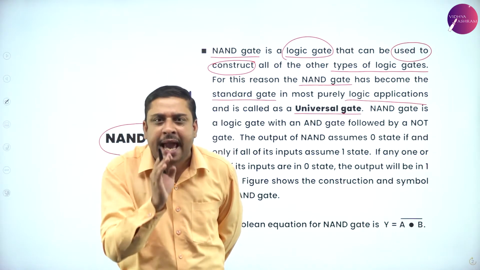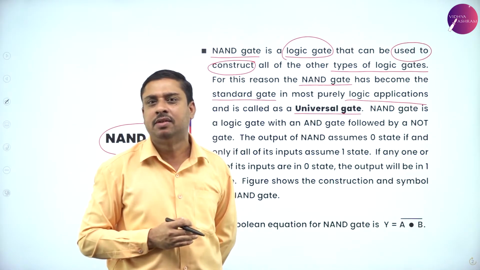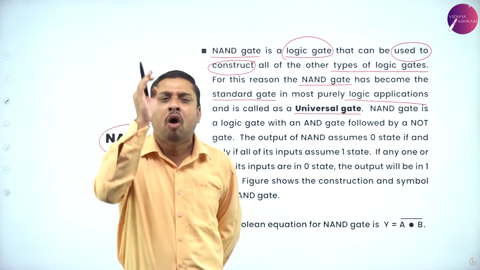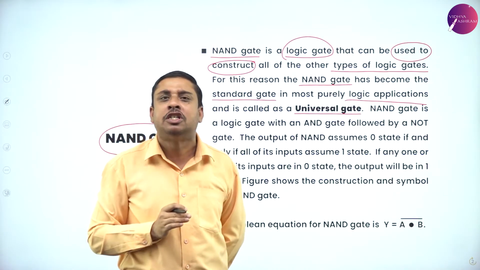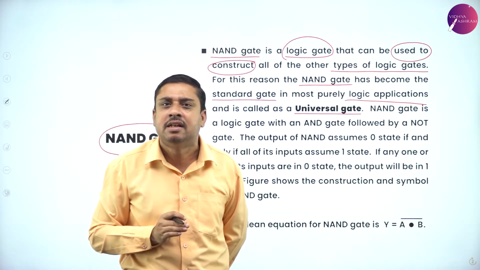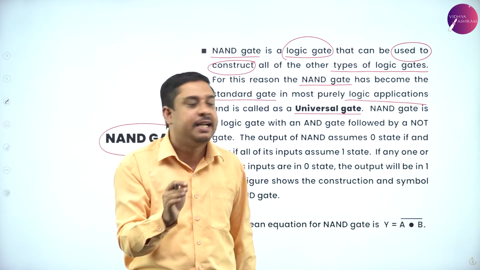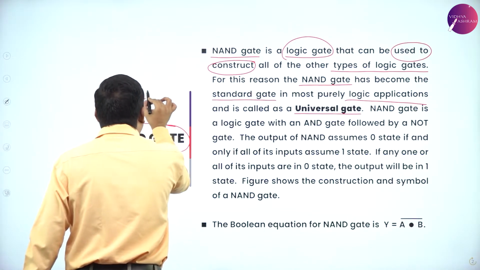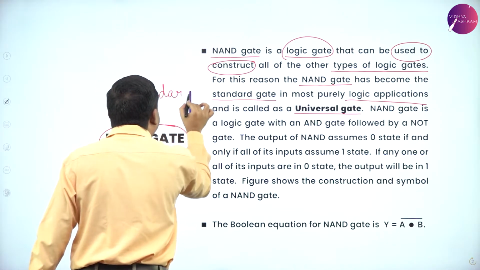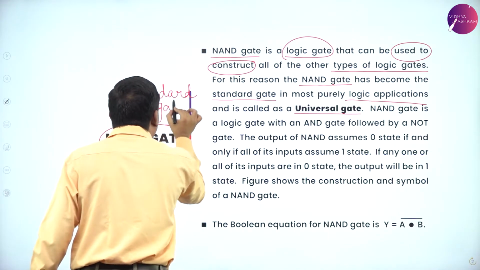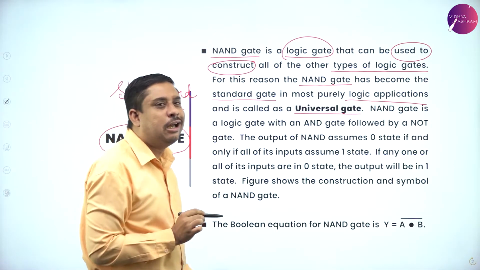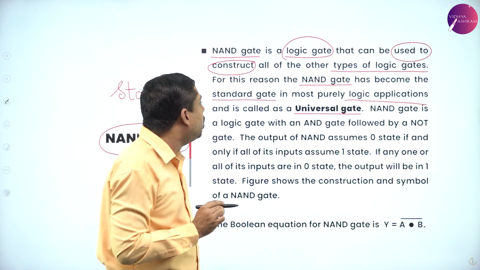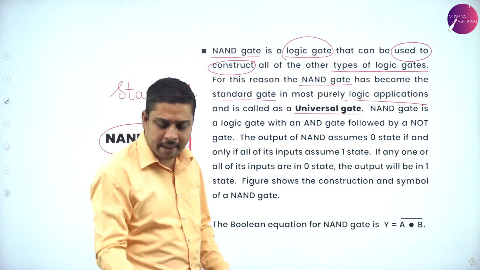So please understand, using NAND gate, I can construct all other fundamental or basic logic gates. NAND gate can perform all the given logical operations. It is defined as a standard gate, a very universal gate to perform other logical operations, and hence it is a universal gate.